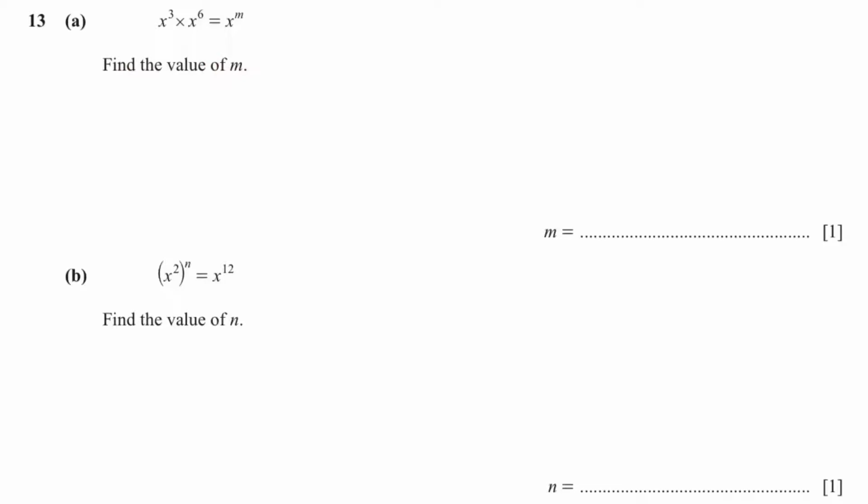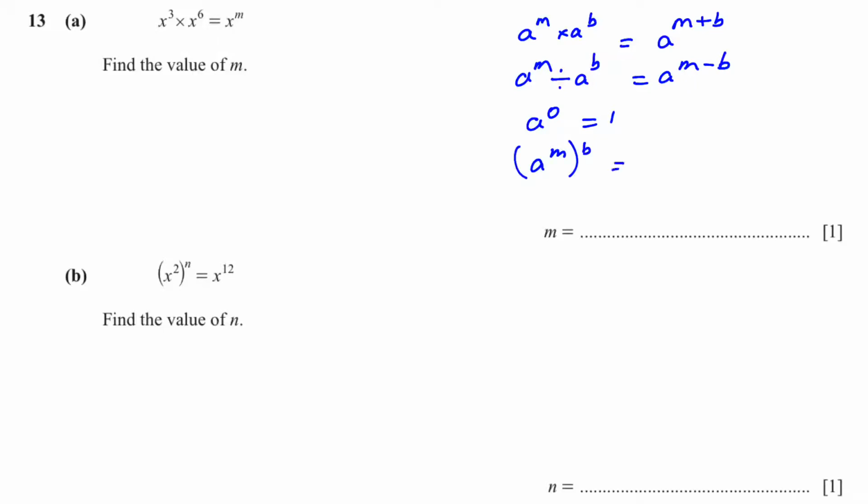Question number 13 are indices questions or exponents, you can call them either way. If you multiply, the rule is that you add the power. So if the base is same, if you have a to the power of m multiplied by a to the power of b, you can write it as a to the power of m plus b. And if it is a divide, we subtract the powers. Anything to the power of 0 is 1. If you have something in the bracket, two powers, one power in the bracket, one outside the bracket, we multiply it. So it will be m multiplied by b.